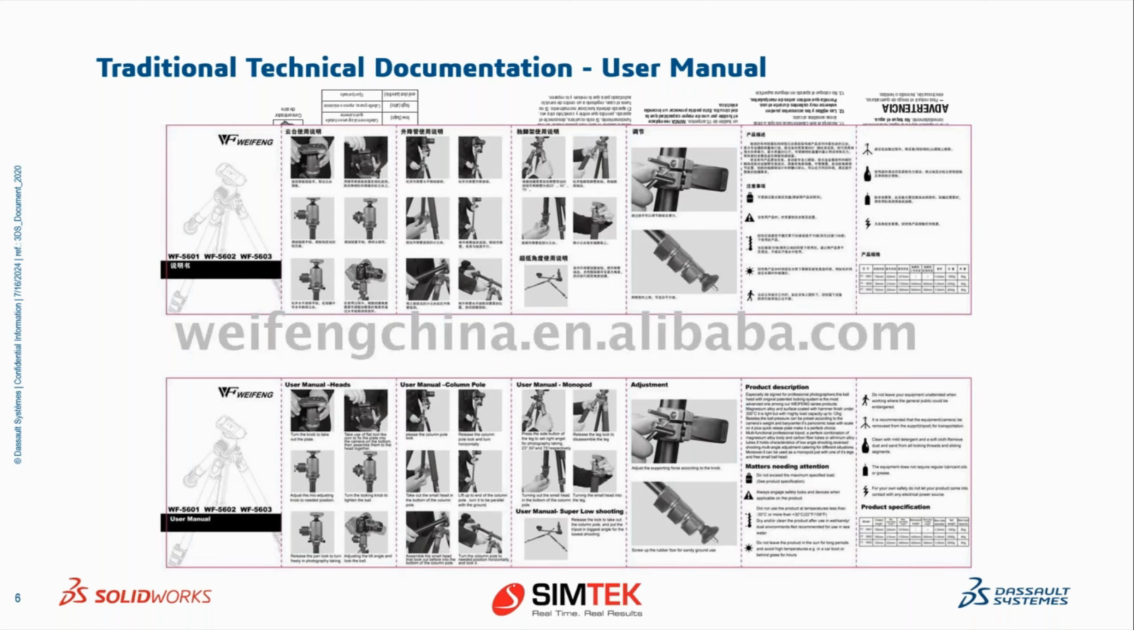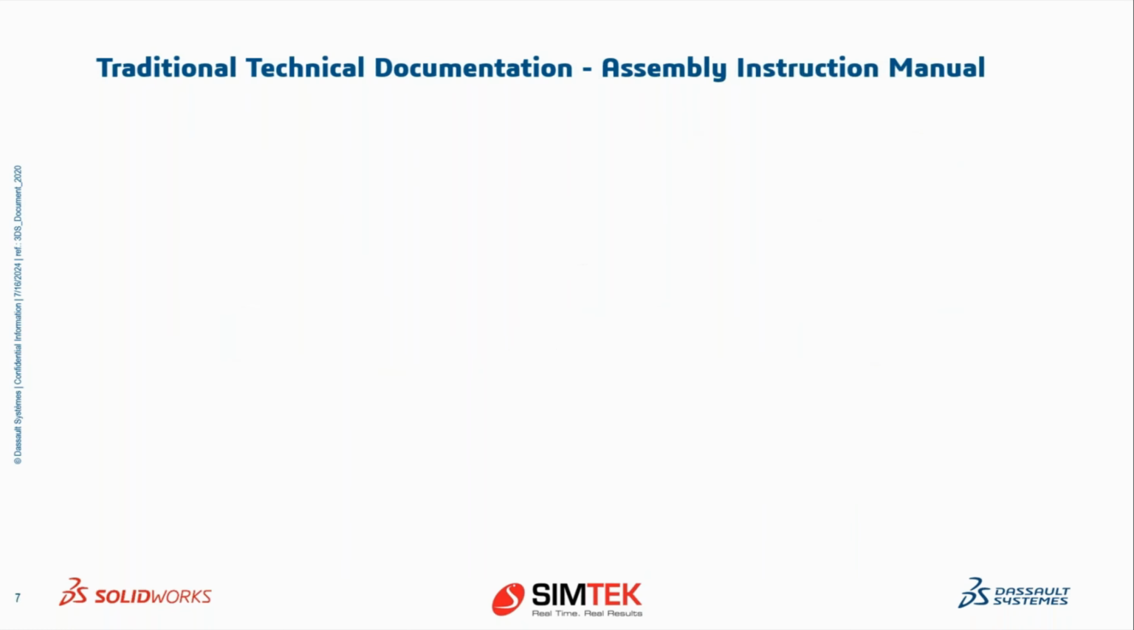It is another document, like a user manual of the particular component: how it will be assembled, how it will be disassembled, what things we need to do, and what it does not do. Everything comes under the traditional methods. Moving to the assembly instruction manuals.